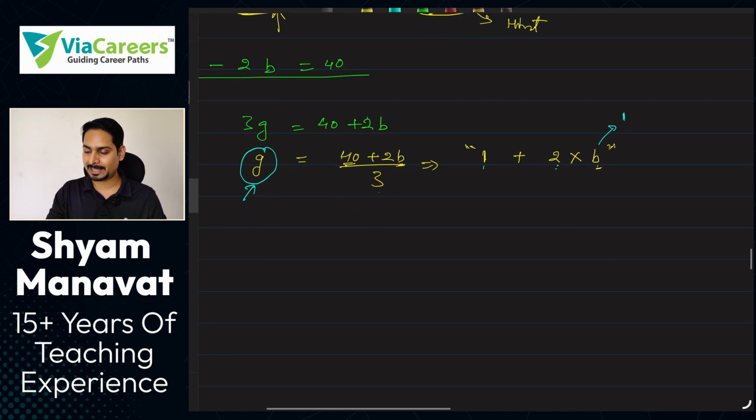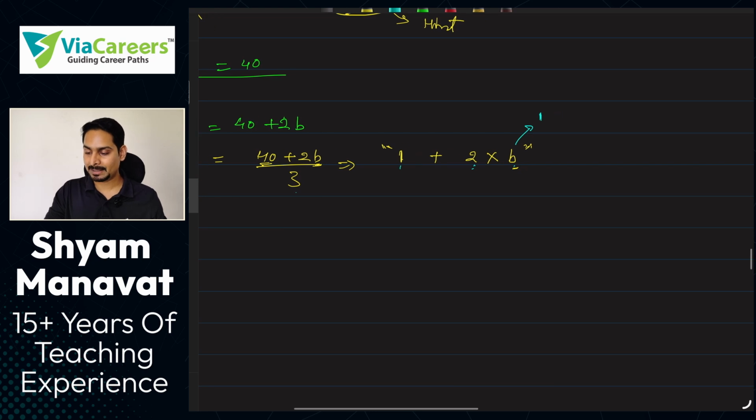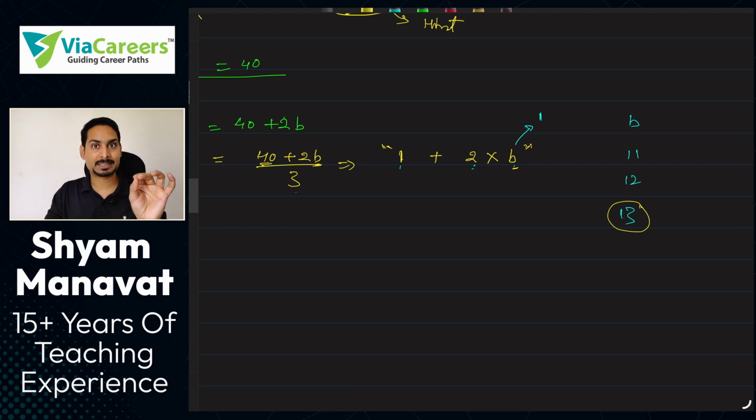So b ka value such that when we divide by 3, remainder should be 1. So b ka value which is more than 10. So when you check with 11, if you divide by 3, remainder is 2. 12, if you divide by 3, remainder is 0. Okay. 13, if you divide by 3, remainder is 1. So this is the smallest value of b as of now, which is more than 10.